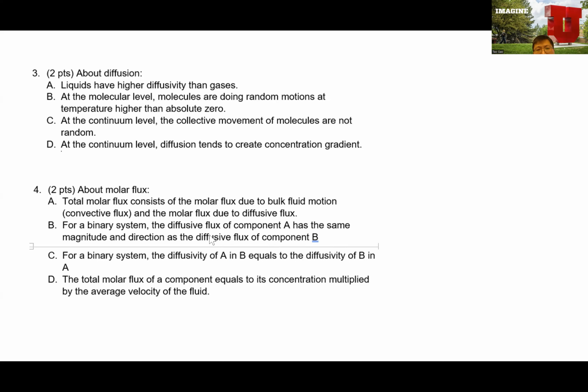So the problem here is that for a binary system, JA equals minus JB. So the magnitude is the same, but the direction is opposite. Okay. C is correct. And then D is that the total mole flux of a component equals its concentration multiplied not by the average velocity, but by its own total velocity, right? That's the definition. So for this one, the correct answer is A and C.